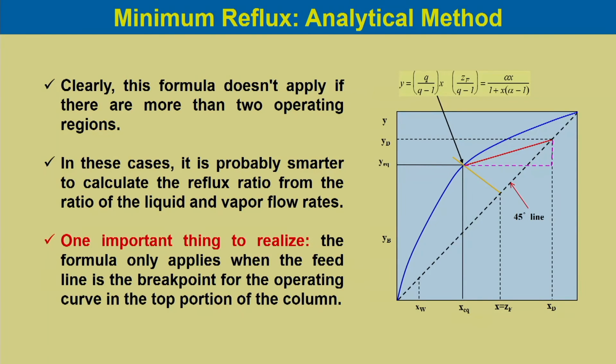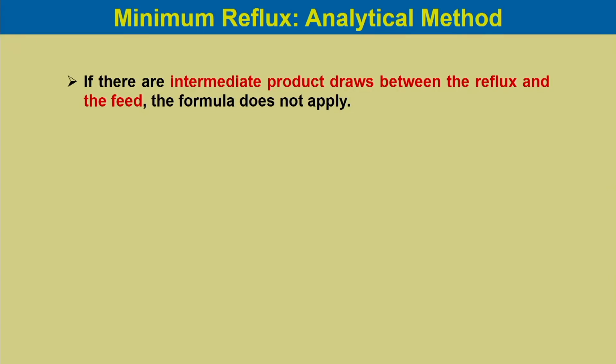One important thing to realize: the formula only applies when the feed line is the break point for the operating curve in the top portion of the column. So, the formula will apply only when the feed line and the operating line intersect on the equilibrium curve. That means that is the break point. If the break point happens at some other location, this formula does not apply. If there are intermediate product draws between the reflux and the feed, the formula does not apply.